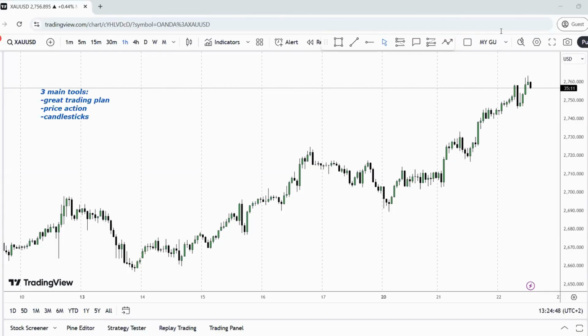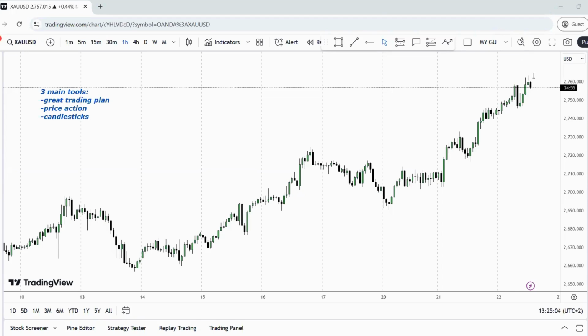All right, so let's summarize everything that we've discussed. We are going to use our three main tools this year again. Same thing we did last year, only this year we're going to do it better. So you need your great trading plan, price action, and your candlesticks.